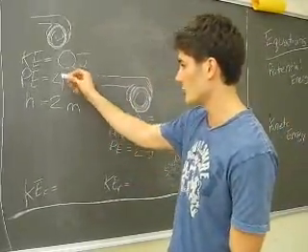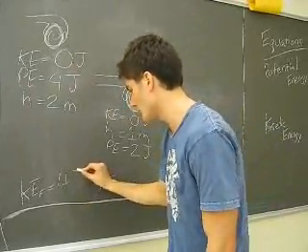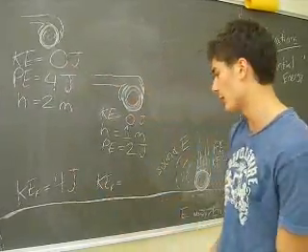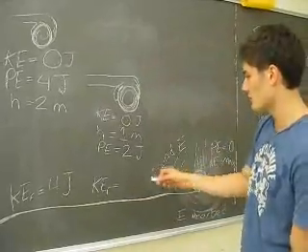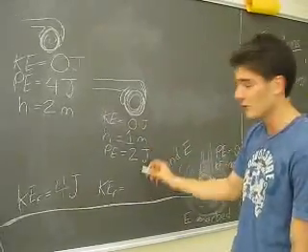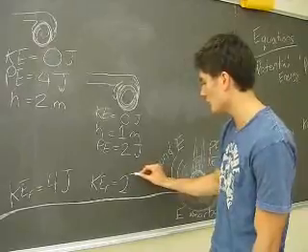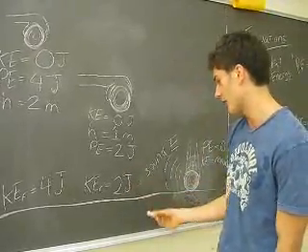So we had 4 joules of potential up here. We now have 4 joules of kinetic energy right before it hits the ground. In this case, similar situation. Here's the 2 joules of initial potential energy. That turns into 2 joules of kinetic energy by the time it reaches the ground.